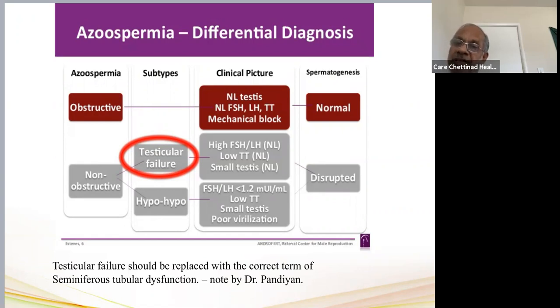These men have small testes. Remember, 80% of the testis volume is contributed by the seminiferous tubule. So seminiferous tubular failure or dysfunction will lead to raised FSH. If you do a histology, spermatogenesis is disrupted, absent or patchy.